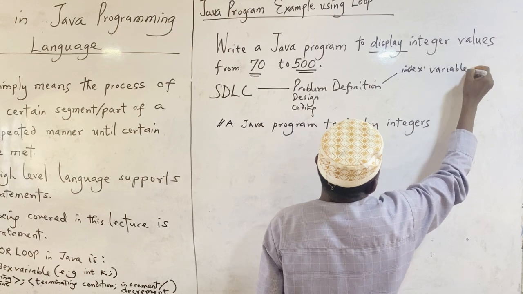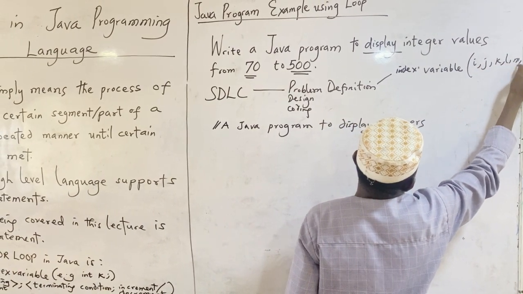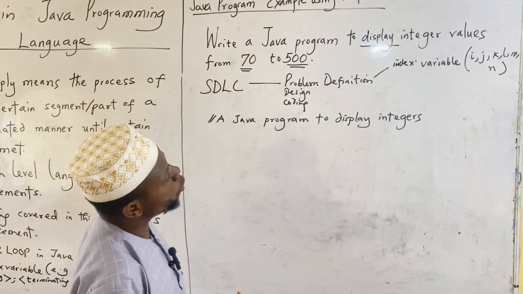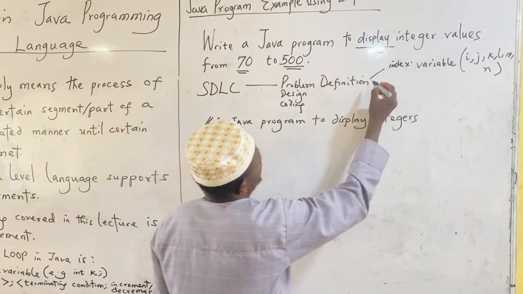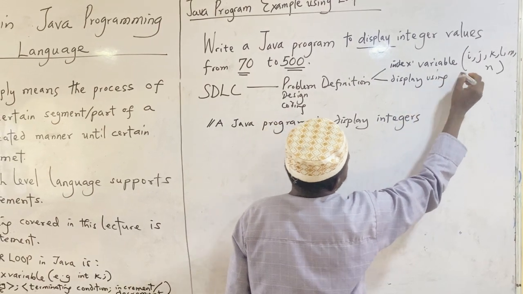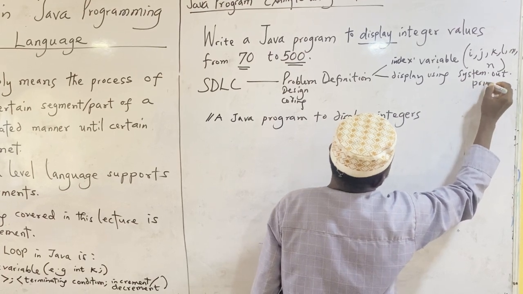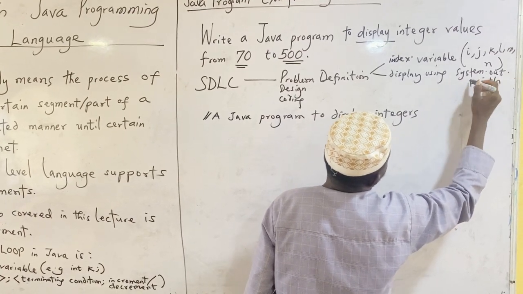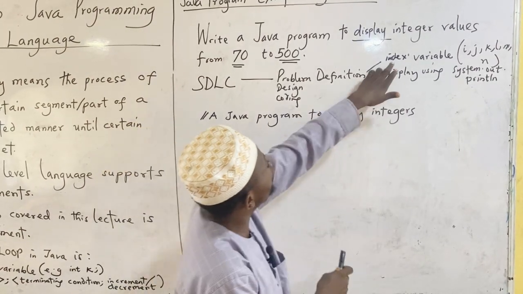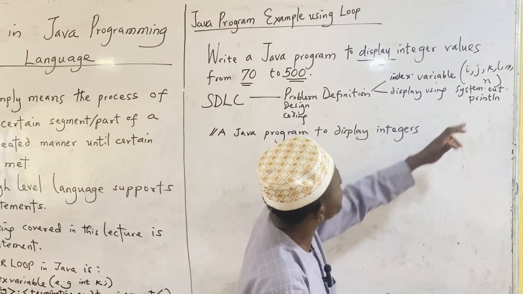In programming, most times programmers prefer using I, J, K, L, M, N, either in small case or capital case. So you just have to be aware. And also, you define what you want to do: you just want to display using System.out.print. In this case, you can use println because you want to display so many things. So this is the proper definition of the problem. Identify the index variable that you will use with a for loop that will handle 70 to 500 and find a way to display the results.